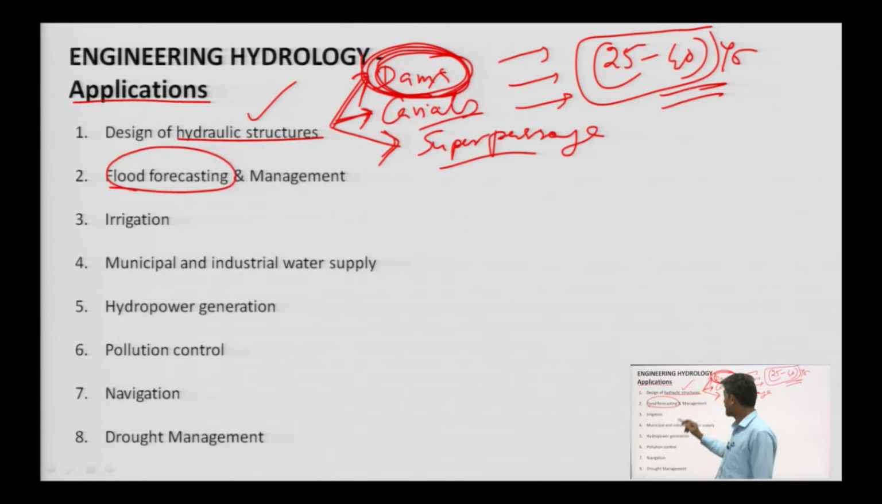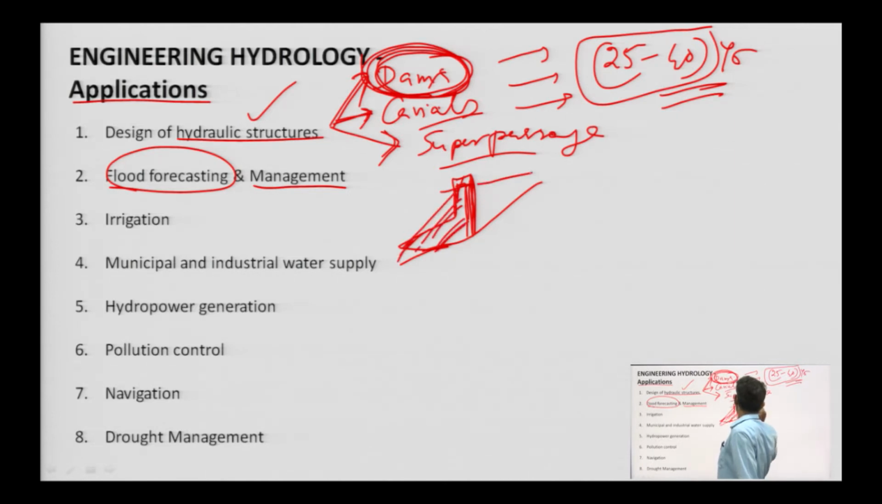It is flood forecasting and management. Okay. Of course, flood is an undesirable thing. And if we have the methods of flood forecasting, okay, what does a method of flood forecasting mean? Say at this river, a dam is constructed.